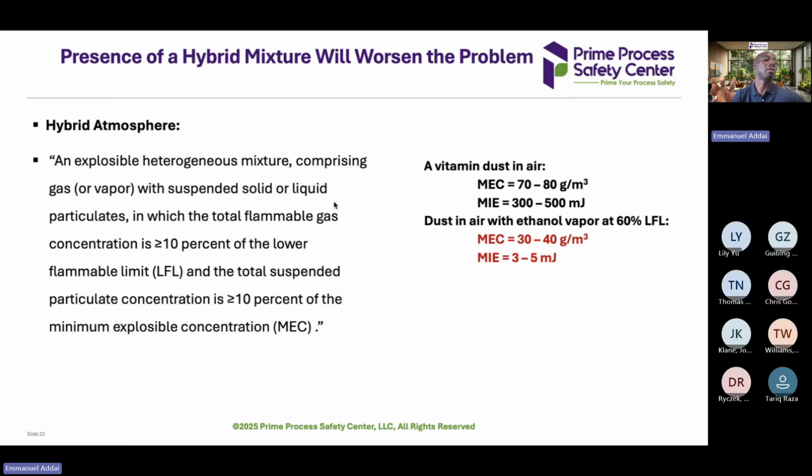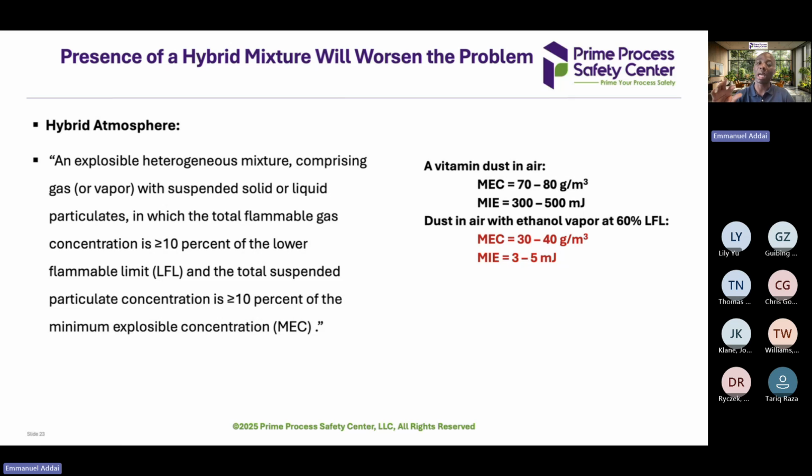the flammability of the solvent as well. In this case, you are actually accounting for the explosibility of both mixtures. A typical scenario is the data presented in this slide, where we have a vitamin with a minimum explosive concentration between 70 to 80, and a minimum ignition energy of 300 to 500, and adding a trace of ethanol at 60% below its lower flammability limit.